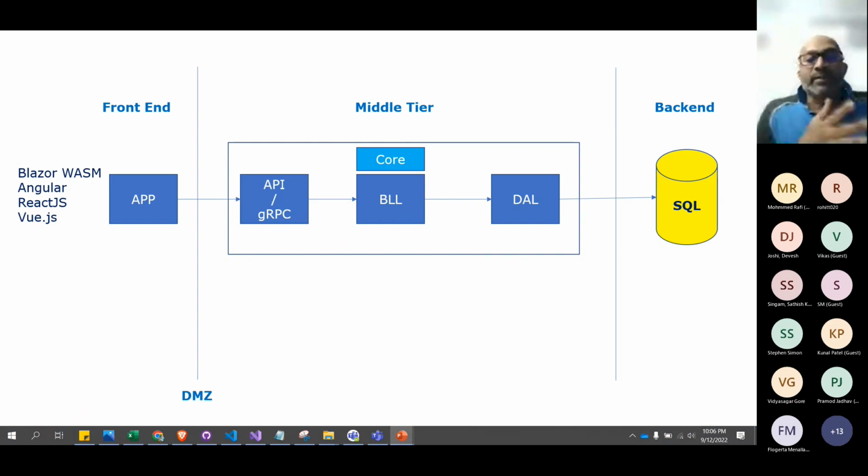So see this, whether it's gRPC or API or whatever it is. You have core, so all the cross-cutting concerns will be in core. The core will be used by API or gRPC. Core will be used by the business logic layer, or it will be used by the DAL or repository layer. And DAL is the guy who speaks to the SQL server.